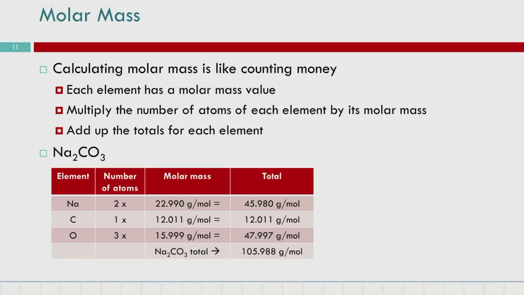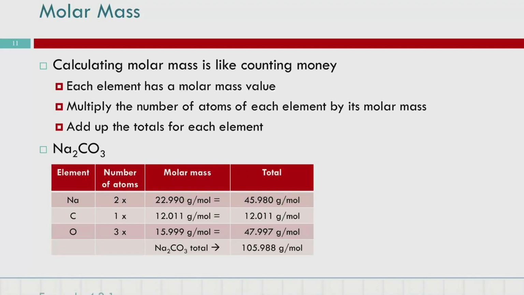So for molar mass, each of our elements has its own value. We can think of those as like $1, a nickel, a quarter. They've got their own value. And the periodic table tells us what those values are, which is convenient. So we'd multiply the number of atoms in the formula by its molar mass, and then add all of those up.